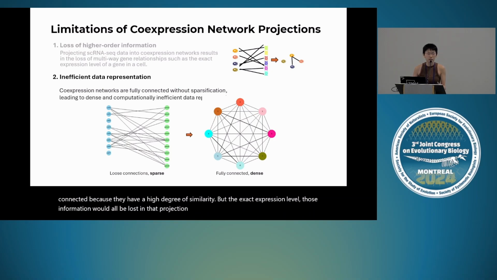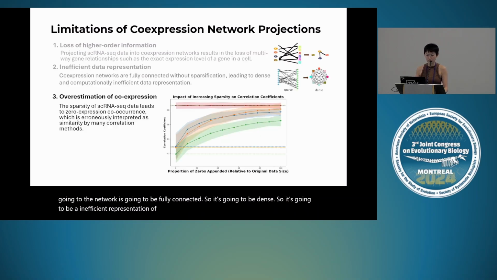And secondly, we also know that the single-cell RNA-seq data are extremely sparse. Very often we have less than 10% of the entries being non-zero, and that sparsity could be accurately captured by the bipartite network or the hypergraphs. But if instead we use a co-expression network projection, the graph is going to become fully connected because for any pair of cells, we would be able to get a non-zero similarity score between their cell expression profiles. So that means the network is going to be fully connected, so it's going to be dense. So it's going to be an inefficient representation of the originally very sparse data.